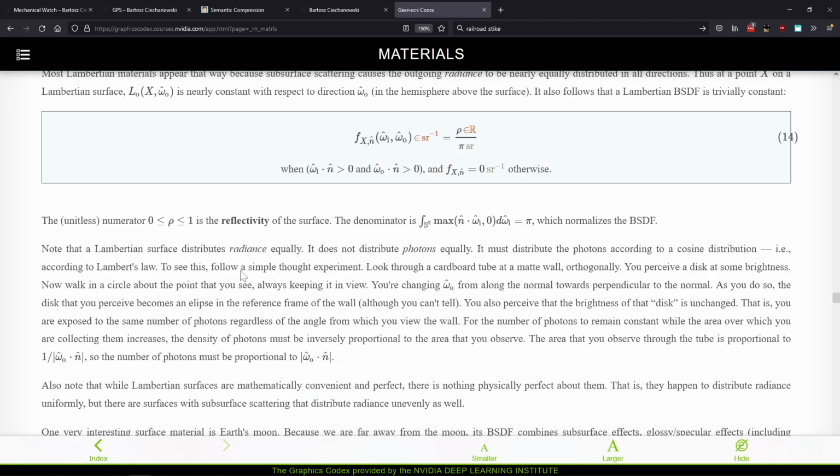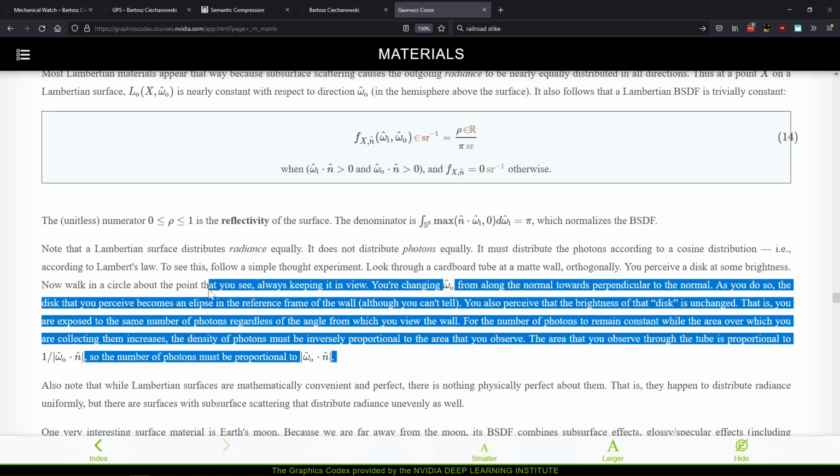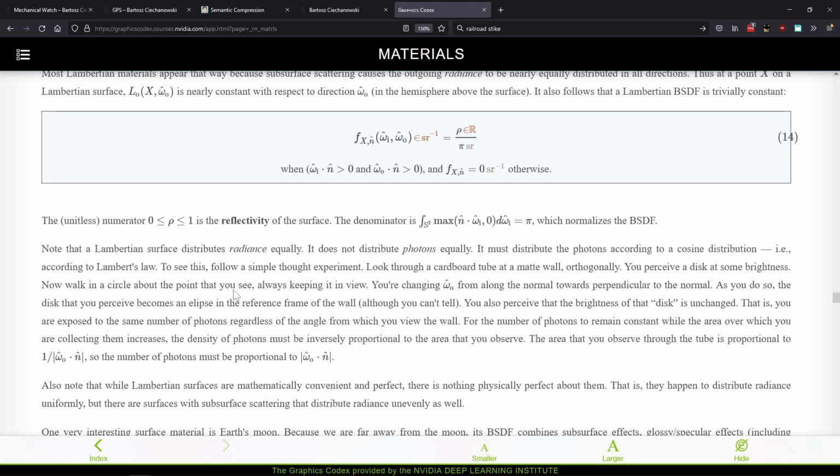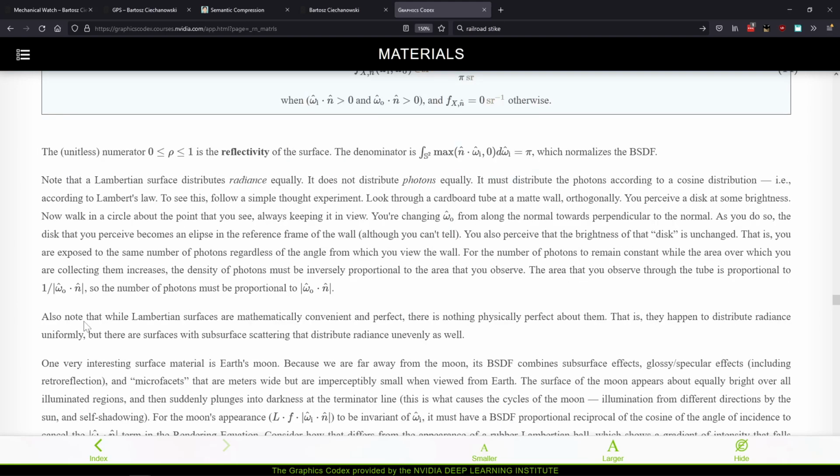So yeah, the radiance is equally put in every direction, but that doesn't mean the same number of photons go in every direction. Is this just another application of the Lambert law? Or I think it's just describing why you still need it here. Okay.